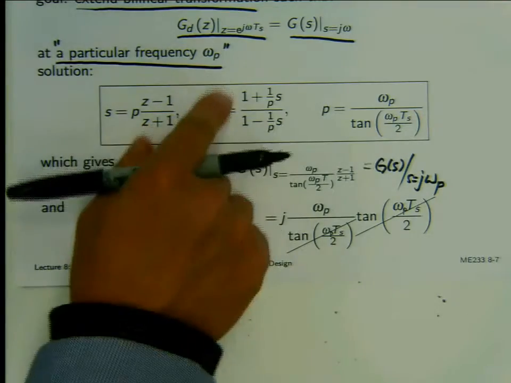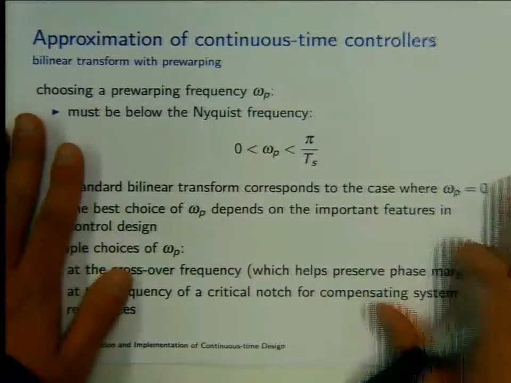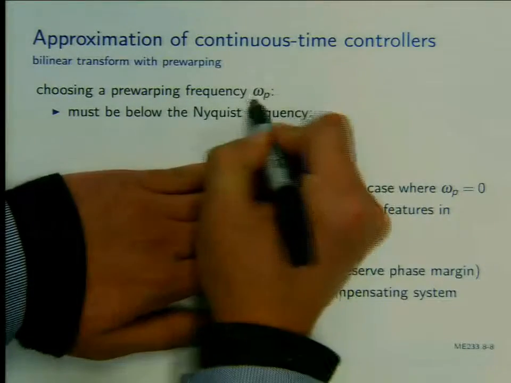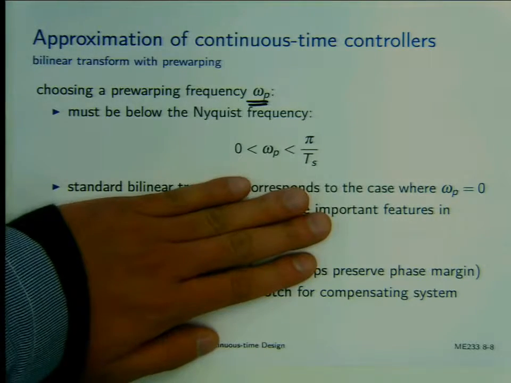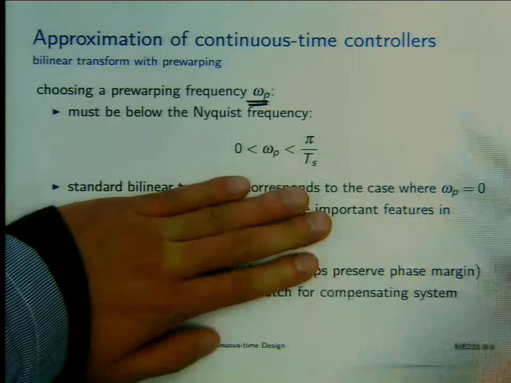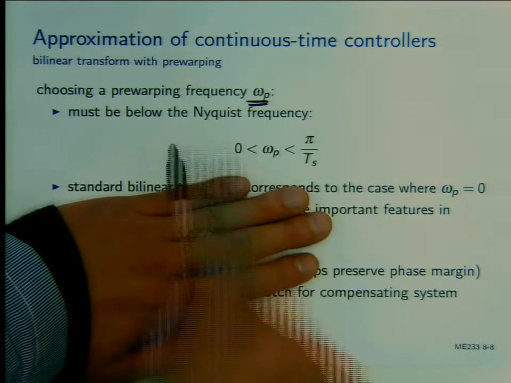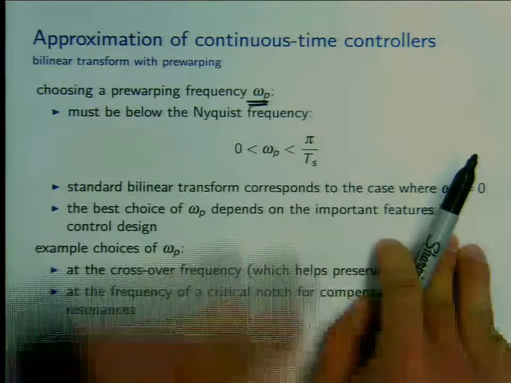This extended bilinear transformation you can also realize in MATLAB. Check the MATLAB command c2d. Okay? So I have explained that we can achieve the extended bilinear transformation at a particular frequency. It's worthwhile to discuss how we choose this particular frequency. Some obvious constraint we have to satisfy is that omega p has to be below the Nyquist frequency.